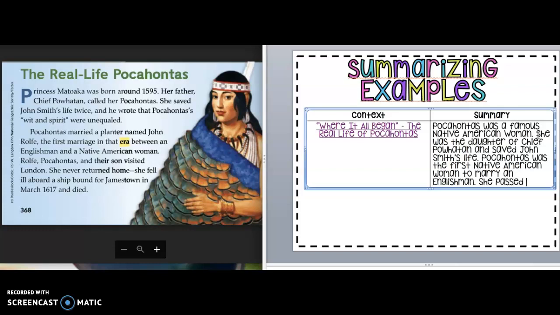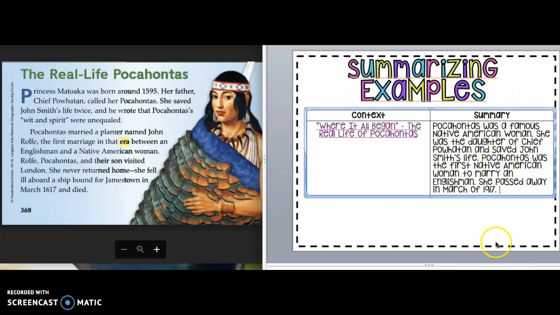She passed away in March of 1617. So that would be our summary for the real life Pocahontas. I've included all the important details for my reader, so they no longer have to read the text. They could just read the summary that we wrote over here and get all of the information that they need.